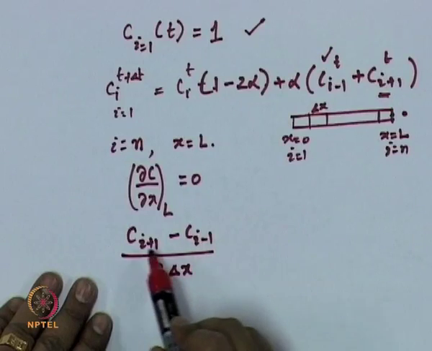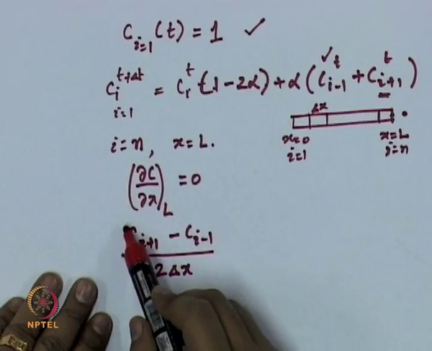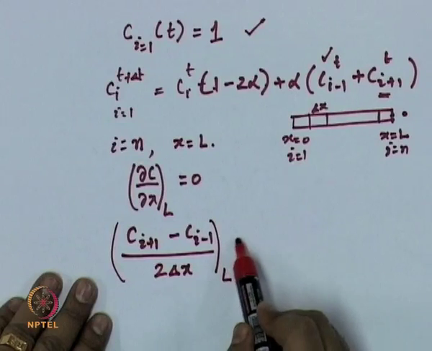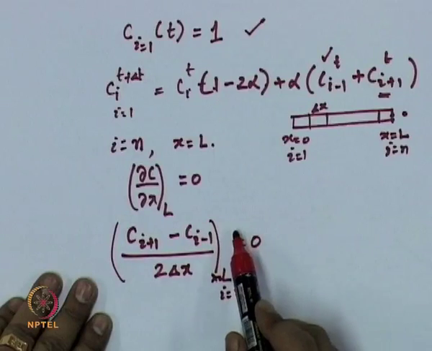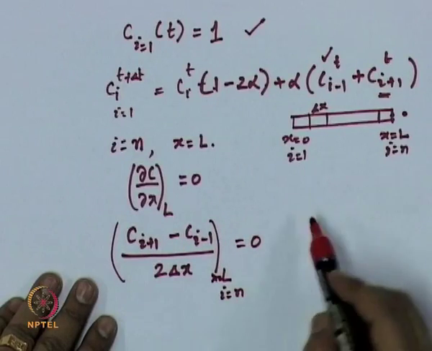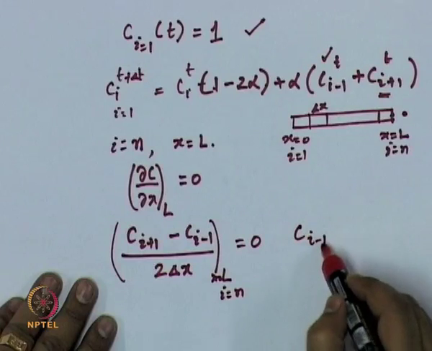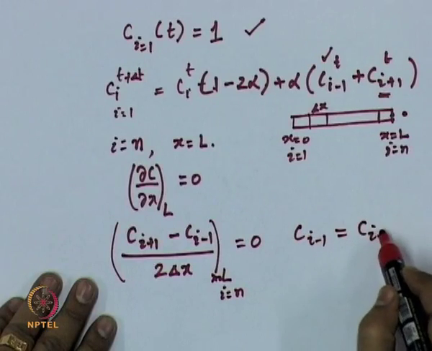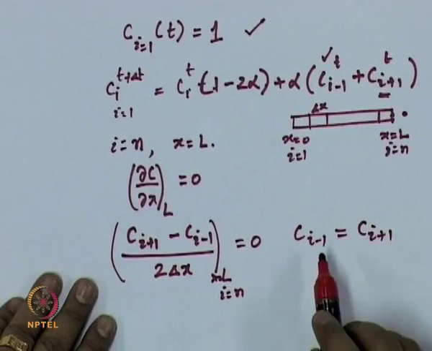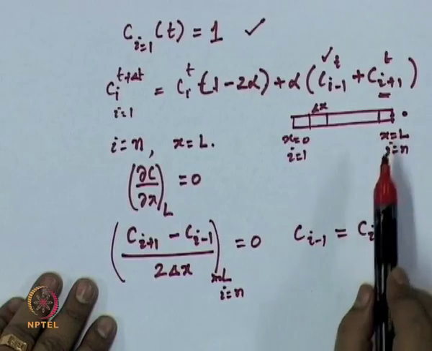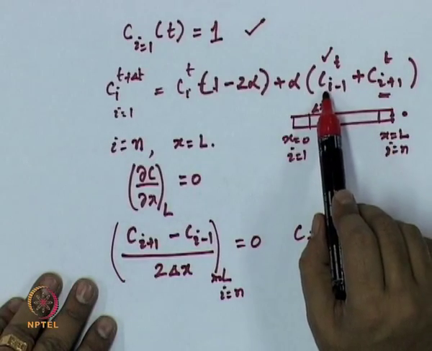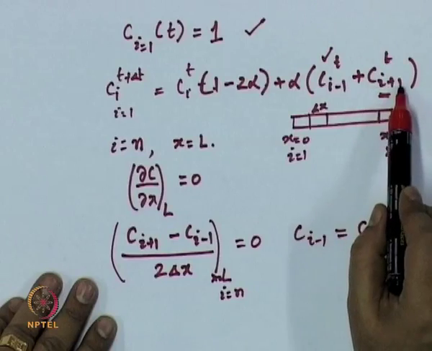So, this discretization if I use, and because at L this is equal to 0, that is i equal to n, that is the point, this is x equal to L. At this point this is 0, this condition is satisfied if I take c_{i−1} to be equal to c_{i+1}. In other words, for the nth point, this is the last point, I am going to assume that c_{i−1} and c_{i+1} are the same.